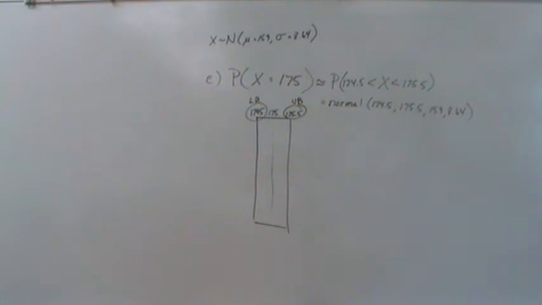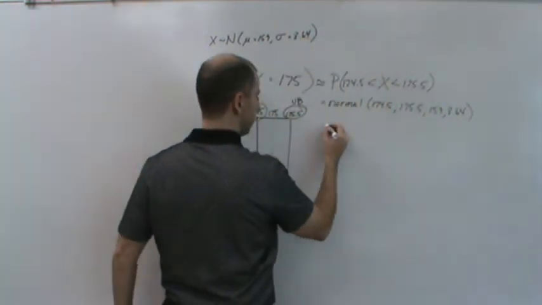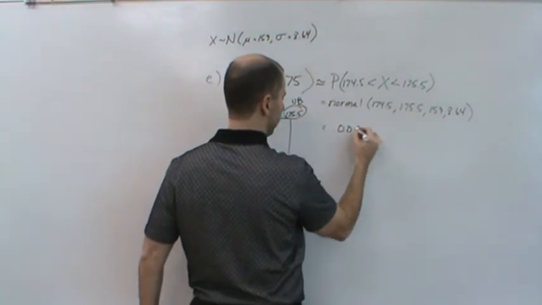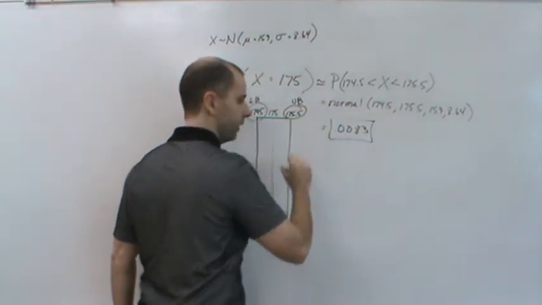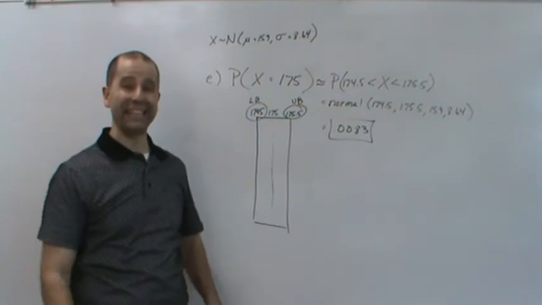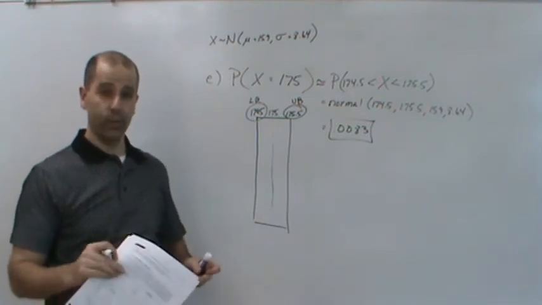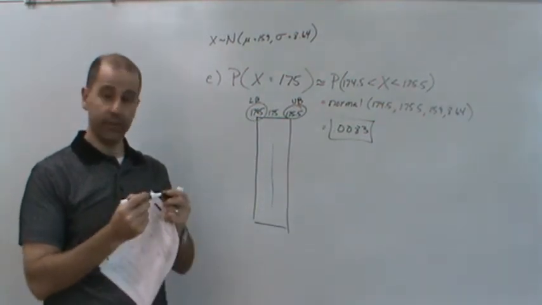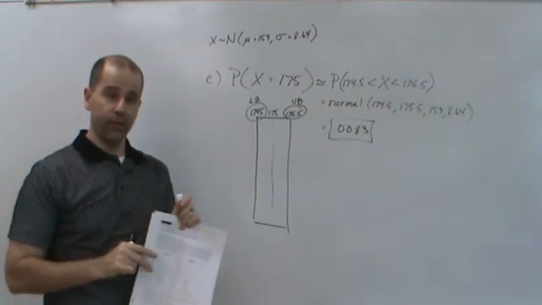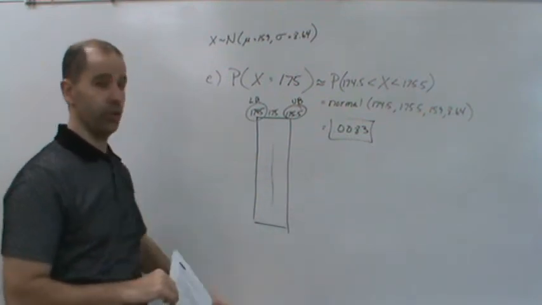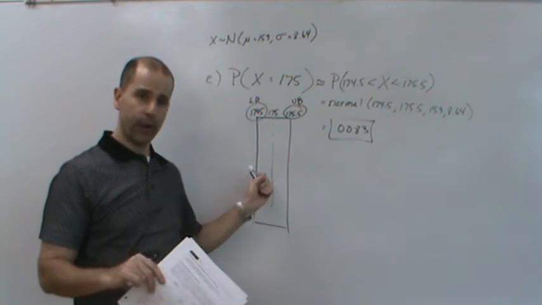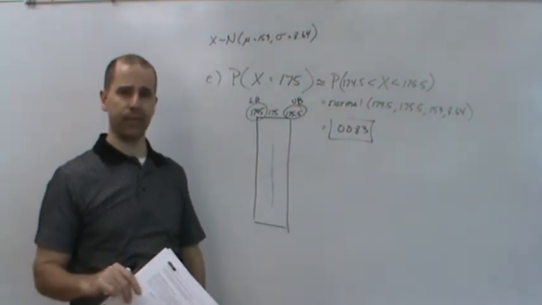And we get the same thing, 0.0083. So look at that. We get the exact same answer with the normal approximation. That's how accurate it is. Okay? So other than that, that's how we would use the normal approximation for binomial in these types of cases.